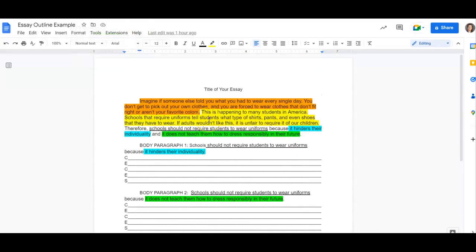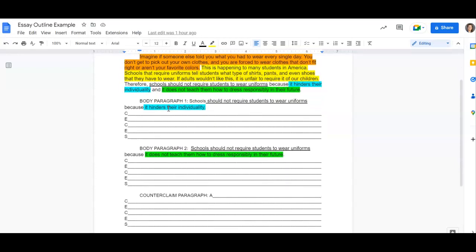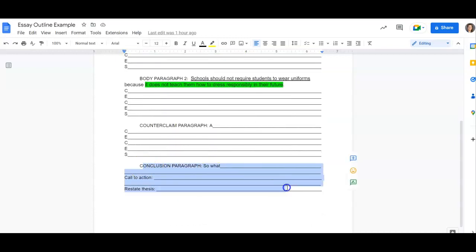All right, so today we are going to go over conclusion paragraphs. So conclusion paragraphs are the last paragraph in your essay. Like we learned about before, we have your introduction paragraph, your two body paragraphs, your counterclaim paragraph, and your conclusion paragraph. So today's conclusion paragraph.